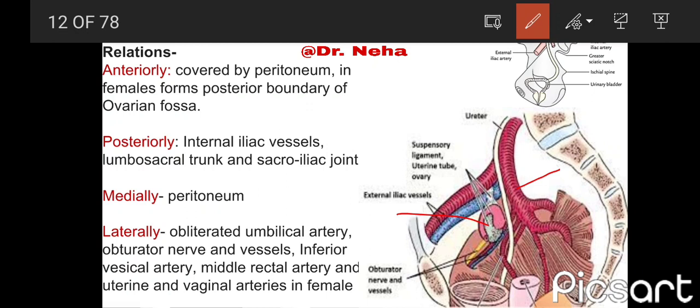Medially it is related to the peritoneum, and on the lateral side we can see the obliterated umbilical artery, the obturator nerves and vessels, inferior vesical and middle rectal arteries, and the uterine and vaginal arteries in the case of females.